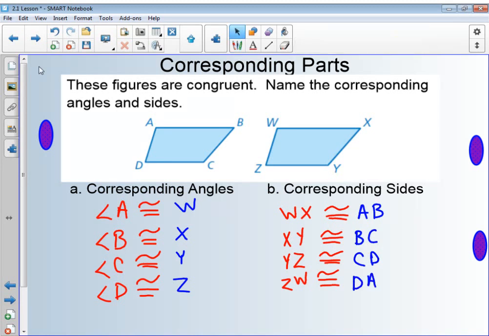Okay, so there are your corresponding angles and corresponding sides. Once again, pay very close attention to whether or not they have taken your figure and rotated it or flipped it. If they do that, make sure you find a distinct angle and maybe go from there. Good luck with this part of the lesson.